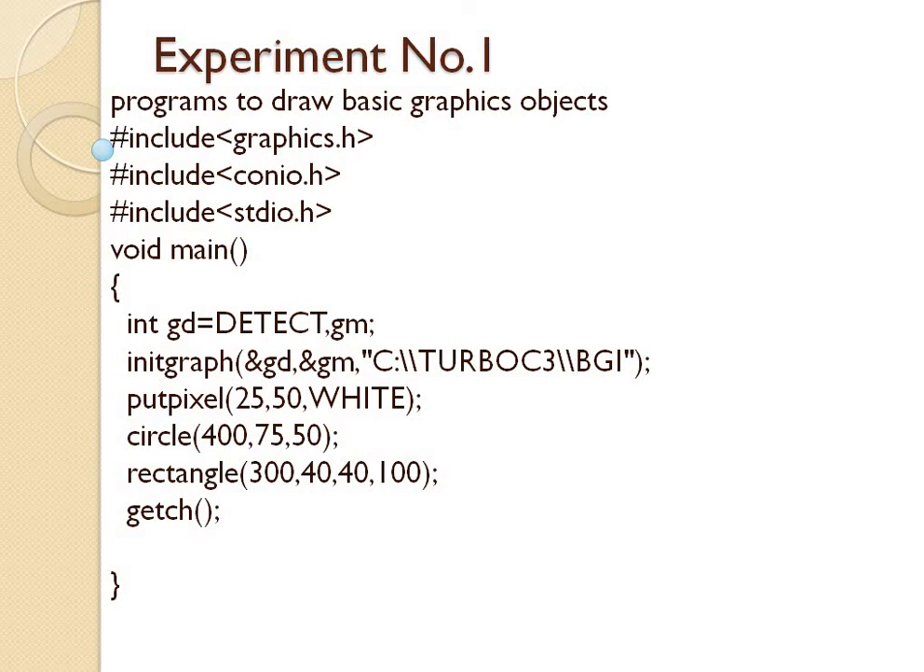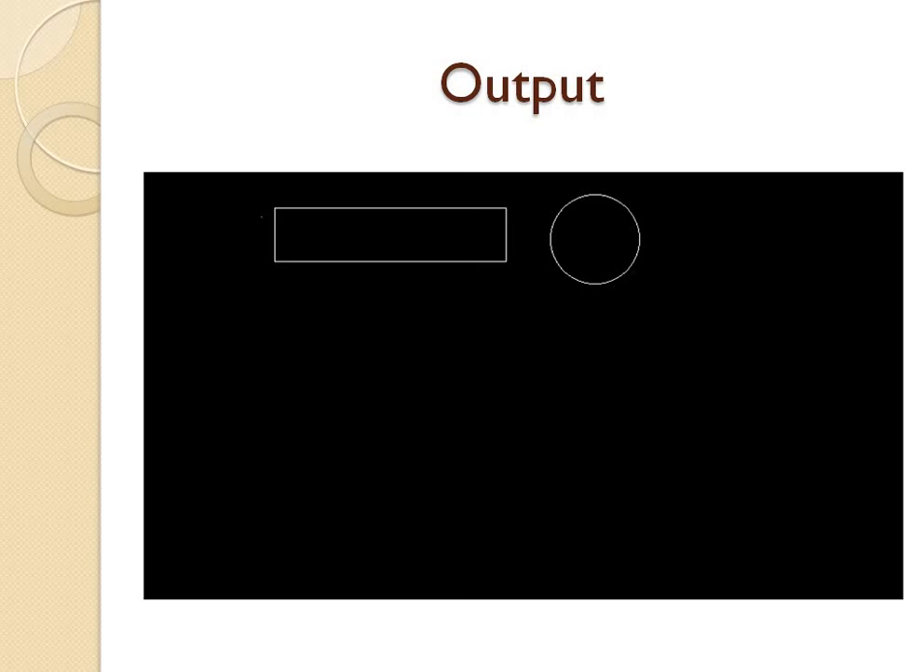Like that there is an ellipse, and another function is the line. These are the predefined functions. By using these predefined functions we display the object in our output screen or output device. Here with putpixel, a pixel is drawn, then the rectangle and the circle. By using this circle function we draw a circle.